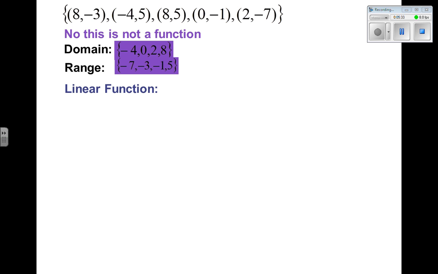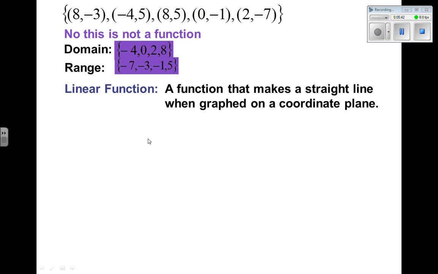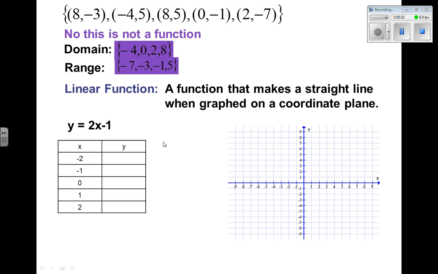Another definition, linear function. So place your video on pause and look up the definition of linear function. So it's a function that makes a straight line when graphed on a coordinate plane. Thus the prefix line for the word linear. So it makes a straight line when you graph it.